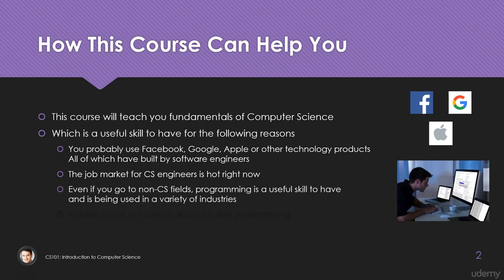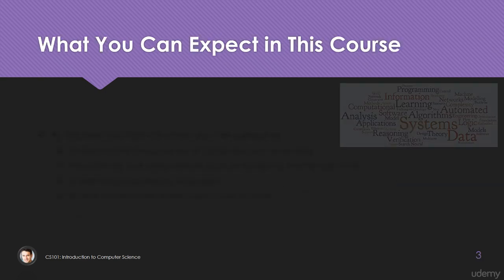The job market, as you might have heard, for computer science engineers and software engineers is really hot right now. And even if you say you don't want to go into computer science, you want to go into other fields, non-computer science related fields, programming is still a really useful skill to have and is being used across a variety of industries. And maybe you're just curious about computer science and programming. You don't want to use it for your career, but you use the devices and software every day, and you're just curious about how these things work.